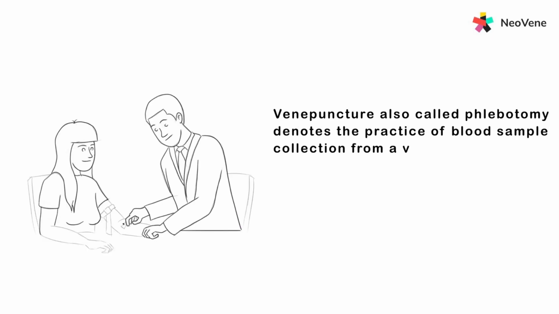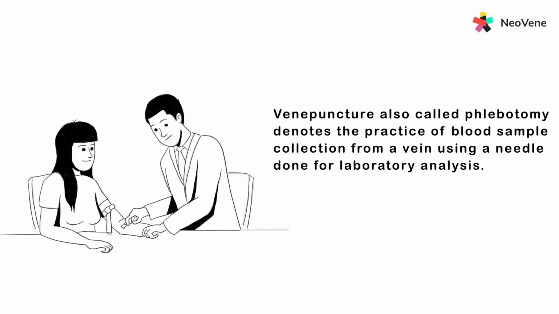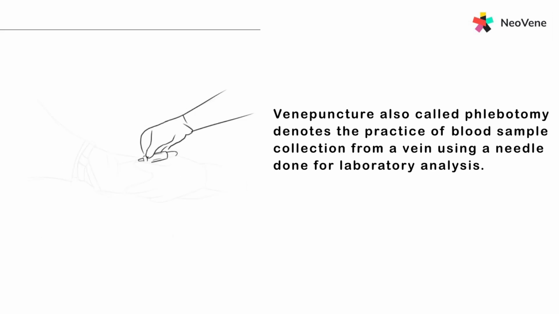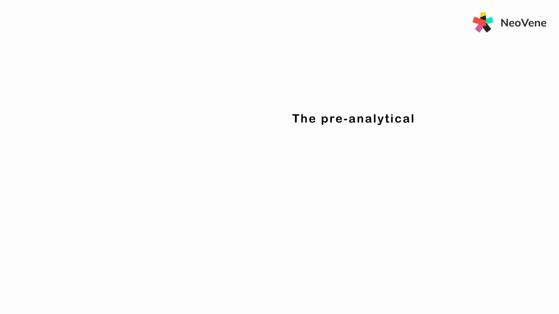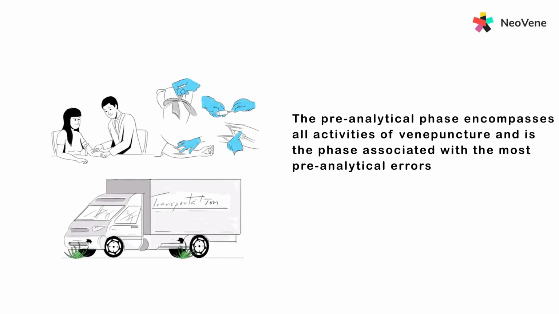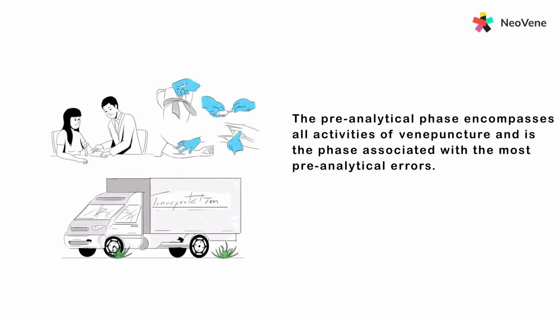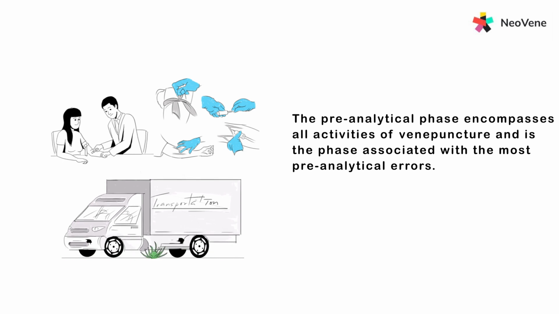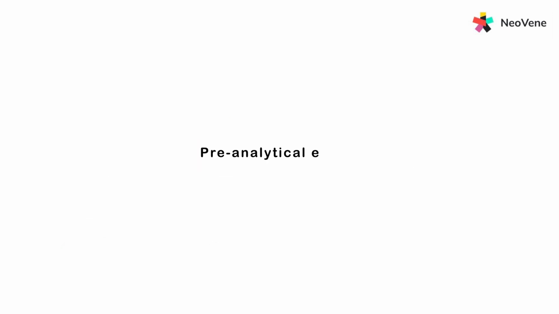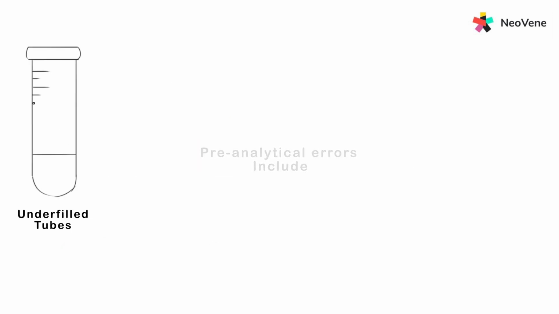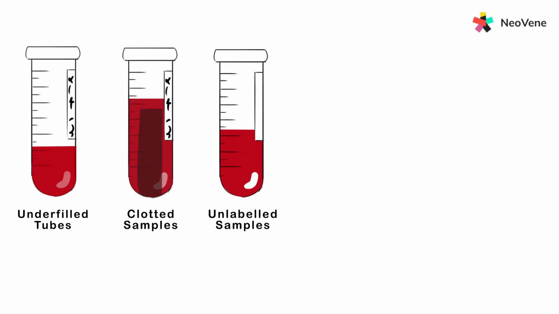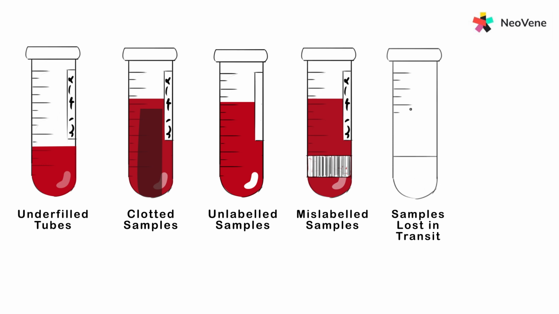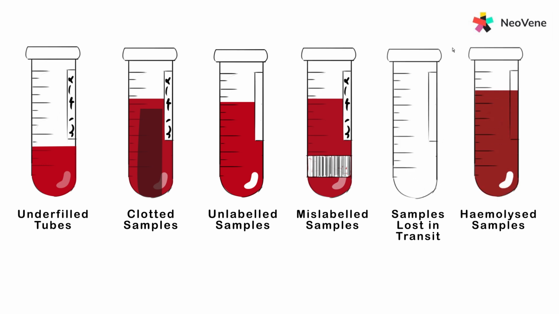Venepuncture, also called phlebotomy, denotes the practice of collecting blood samples from a vein using a needle for laboratory analysis. The pre-analytical phase encompasses all venepuncture activities and is associated with the most pre-analytical errors. Pre-analytical errors include underfilled tubes, clotted samples, unlabeled samples, mislabeled samples, samples lost in transit, and hemolyzed samples.